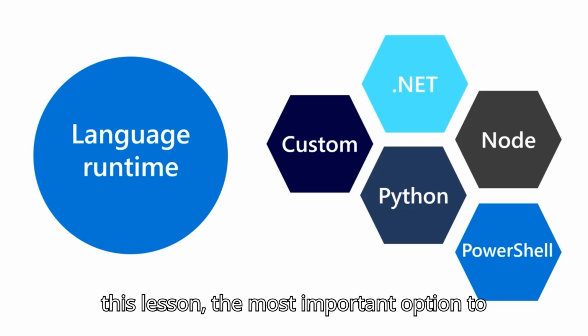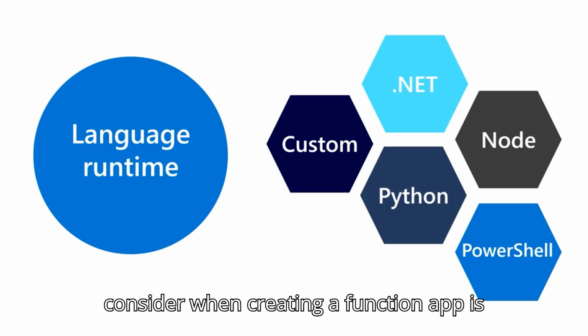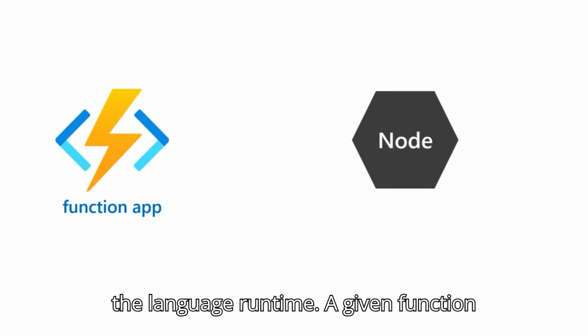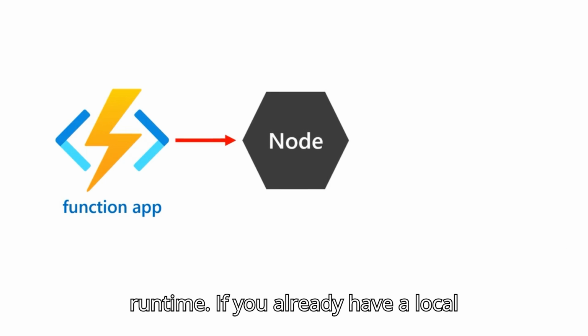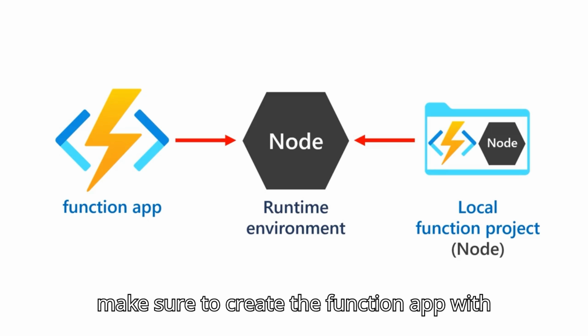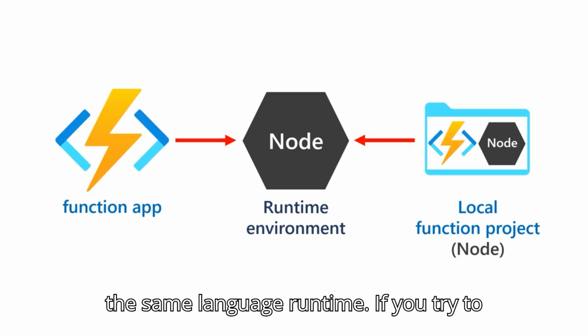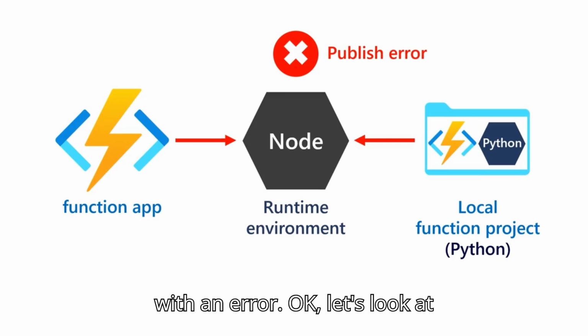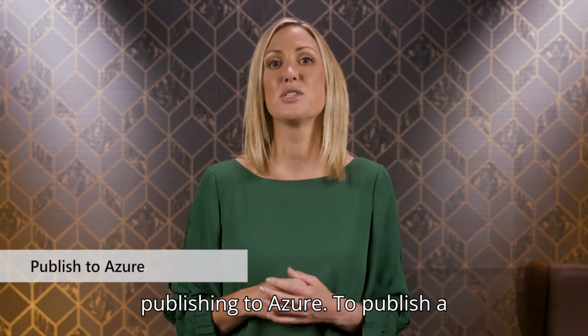Within the scope of this lesson, the most important option to consider when creating a function app is the language runtime. A given function app only supports a single language runtime. If you already have a local functions project you want to publish, make sure to create the function app with the same language runtime. If you try to deploy a project to an app with a different runtime, publishing will halt with an error. OK, let's look at publishing to Azure.